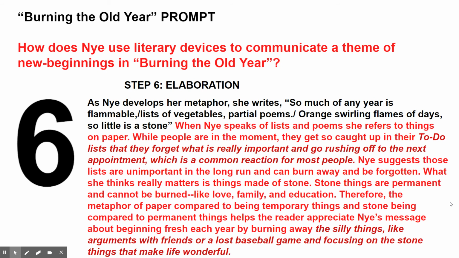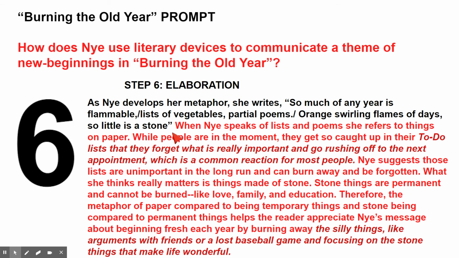So we want to think about giving meaning. What does the text evidence mean? And why does it matter? Elaboration. So why is that elaboration important? So I finish with my text evidence, going back to burning the old year. So as Nye develops her metaphor, she writes, so much of any year is flammable. Lists of vegetables, partial poems. Orange swirling flames of days, so little is a stone.